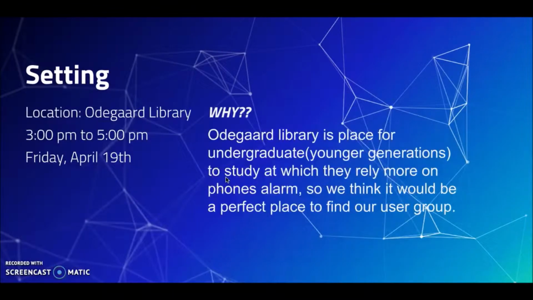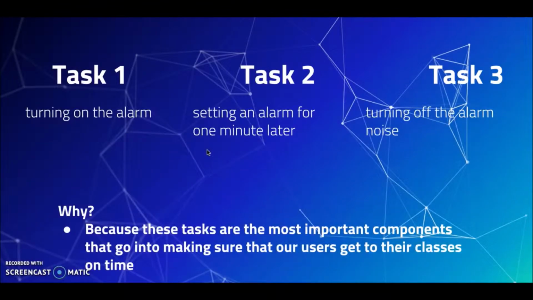We conducted our test in Odegaard Library because this is where many college students tend to study or wait for their next class to start. We studied 3 parameters based on 3 tasks. The tasks were turning on the alarm, setting the alarm for 1 minute later, and turning off the alarm noise. We chose these tasks because they are the main components that are a part of setting the alarm to go to class.